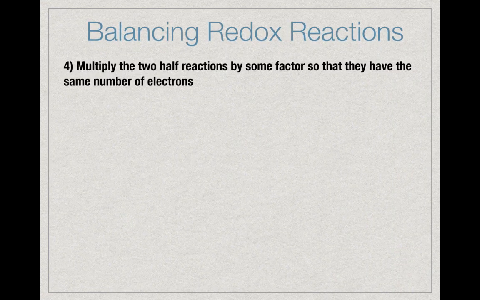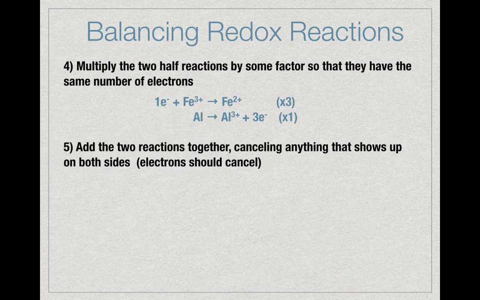So now we're going to multiply the two half reactions by a factor so that they both have the same number of electrons. So we saw that the iron half reaction has just one electron. The aluminum half reaction has 3 electrons. So we're looking for a lowest common multiple. So our lowest common multiple here is going to be 3. So I'm going to want 3 electrons in both sets of half reactions. So I need to multiply the reduction half reaction by 3, the oxidation half reaction just by 1. That will give me 3 electrons on both sides.